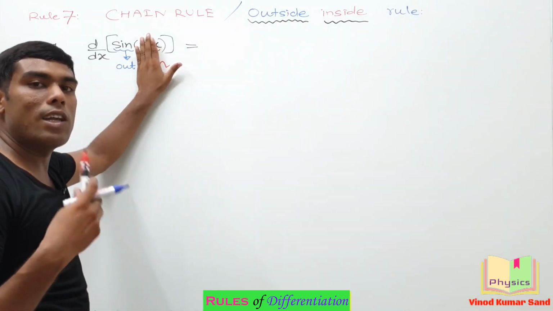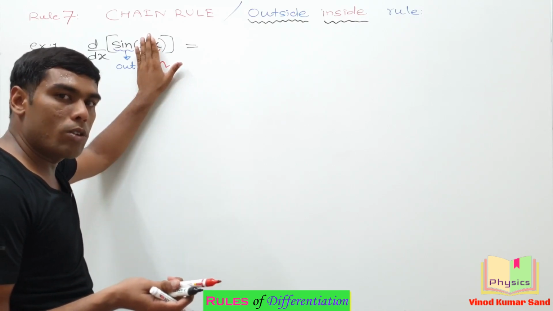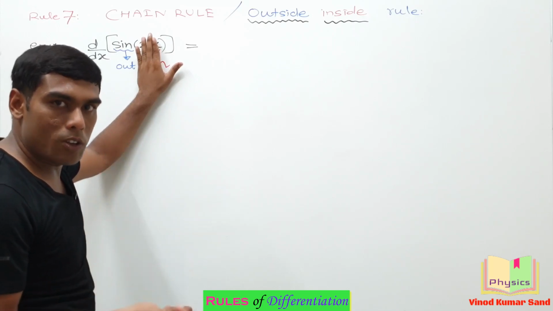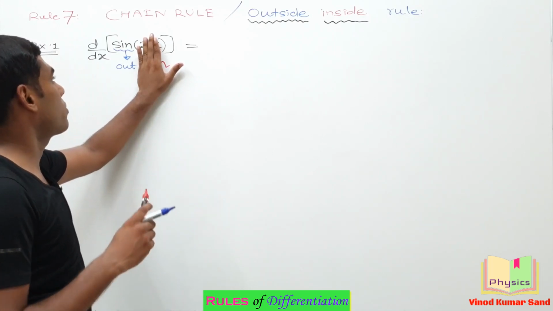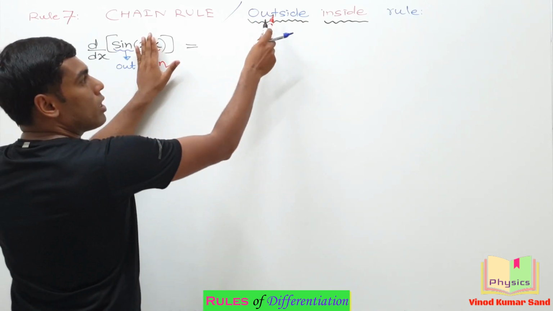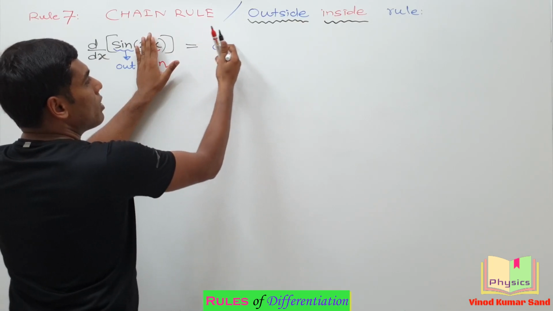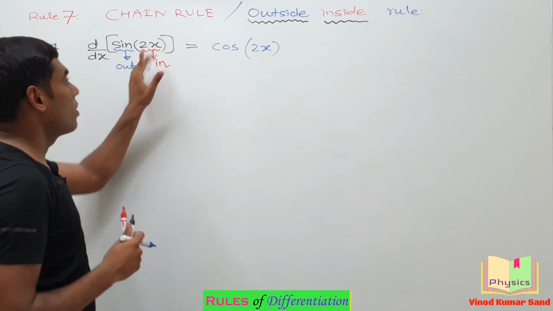So you have sine of something. What is the differentiation of sine of something according to the formula table? Differentiation of sine of x was cos of x. So differentiation of sine of something will be cos of something. So I am going to differentiate the outside function. Sine of something will appear here as cos of something, and that something was 2x.